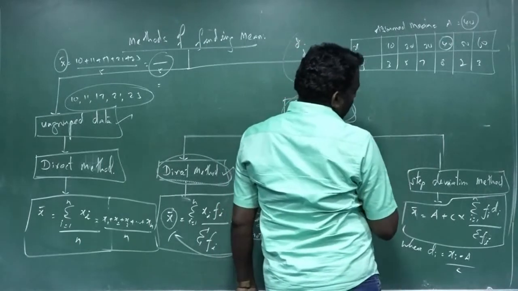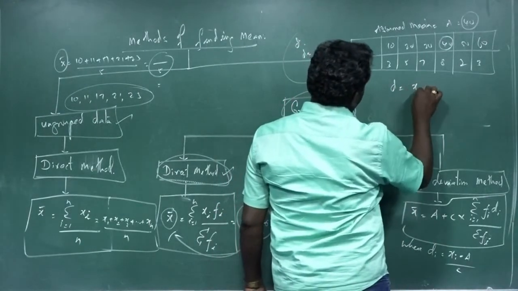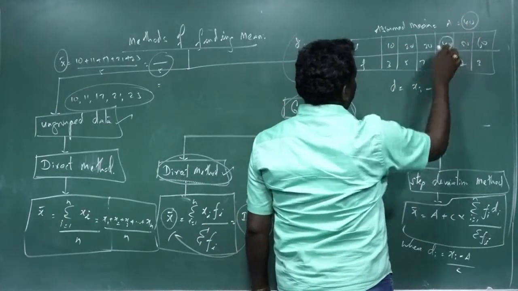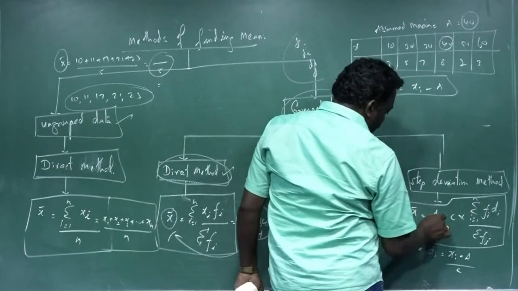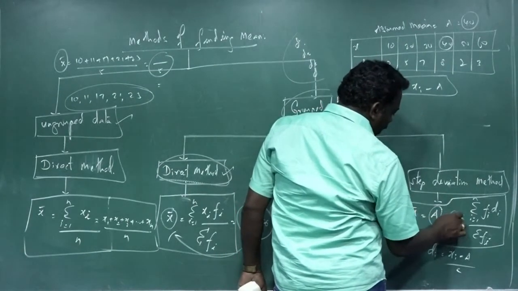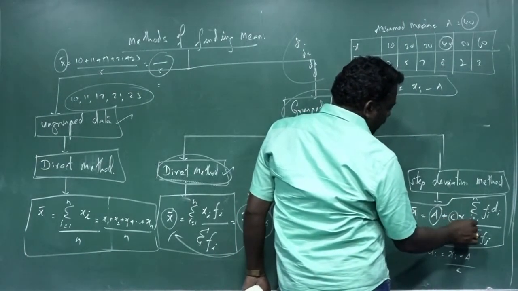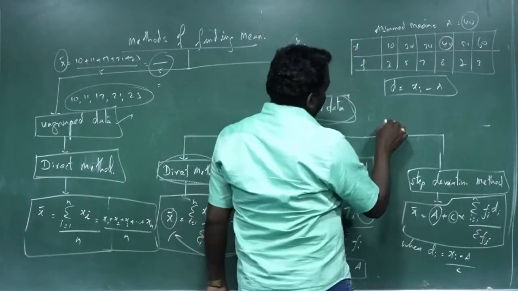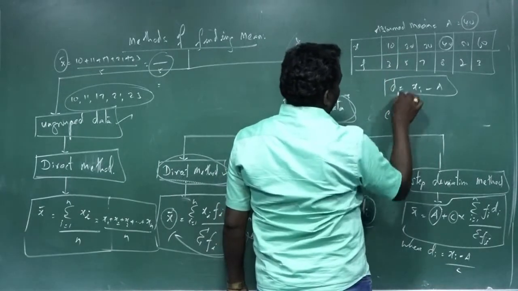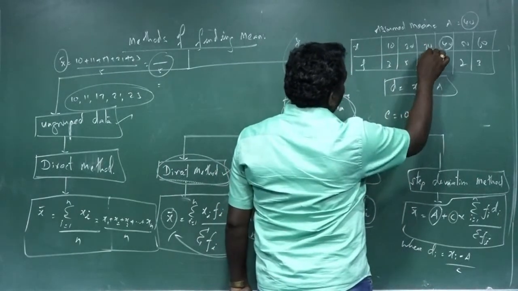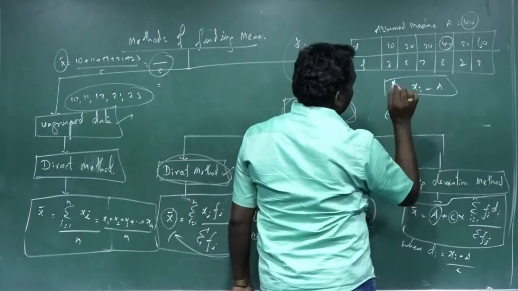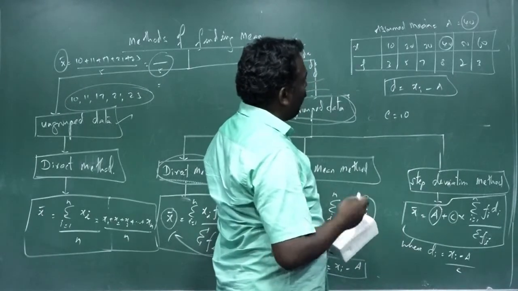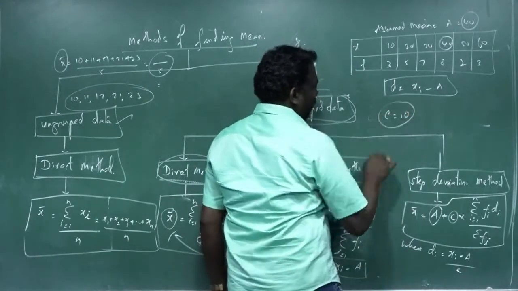Then we find the deviation, that is xi minus a, subtracting the assumed mean from the x value. The formula is assumed mean plus c, the class interval, into the summation, i takes values 1 to n, of fi di, divided by the summation of fi. And c is defined by the interval: 10 to 20 has an interval of 10, 20 to 30 has 10, 30 to 40 has 10. So in this continuous data, 10 is the interval between one value and the next, and that is defined by c.